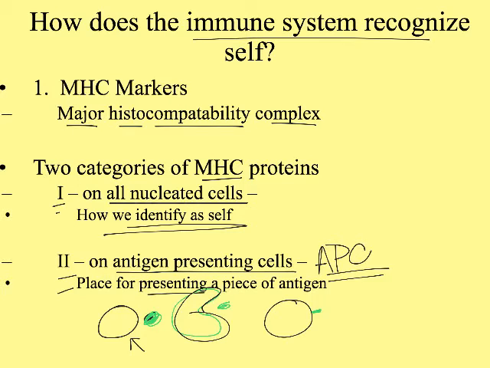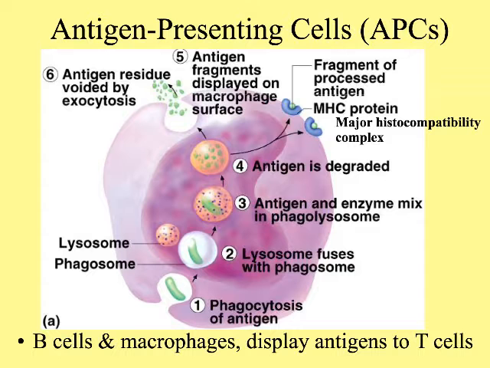After it engulfs it, it will place a piece of the strep organism on the surface of it at these MHC2 markers, and it'll say, look, I killed strep. This is what I did. So it presents a piece of the antigen so all the other cells know that it killed that and that they should be aware and looking for this green organism.